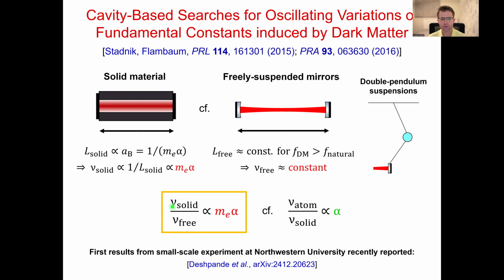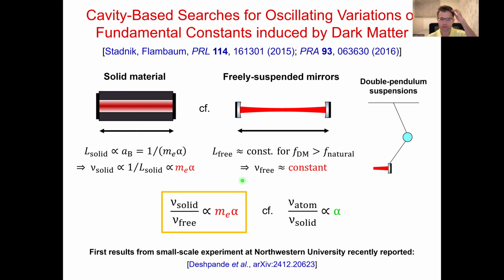So we can also go down a different path where we keep the solid cavity from before on the left, and now compare this against a different type of cavity, which consists of a pair of freely suspended mirrors. The idea here is that if we mount the mirrors on double pendulum suspension systems, then for dark matter oscillation frequencies above the natural frequencies of the mirror suspensions, the length of the second type of cavity would be basically unresponsive to changes in the values of fundamental constants. In other words, the second type of cavity provides us with an excellent reference cavity, which is basically insensitive to the effects of the more rapidly oscillating dark matter field.